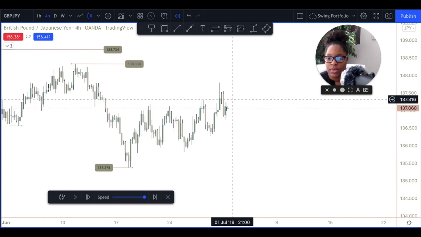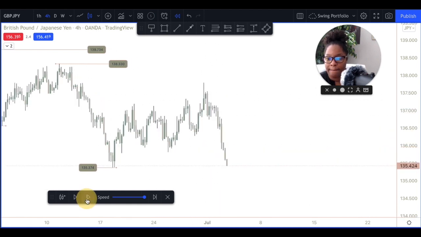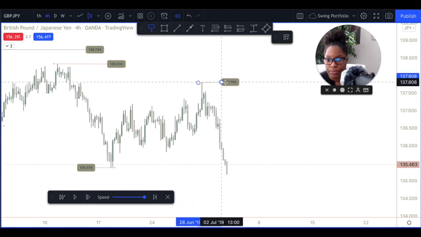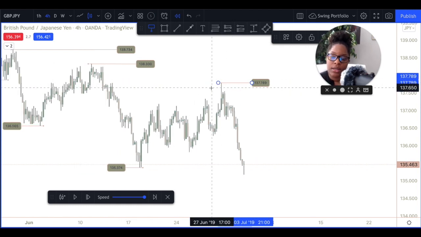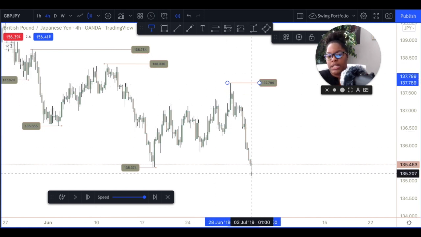She's getting some more pushes up. Let's see what she's going to get ready to do. All right, we got a new low. Beautiful, beautiful, beautiful. Do you guys see what's going on here? Okay. She pulled back. She stayed below 138.330 and she continued.